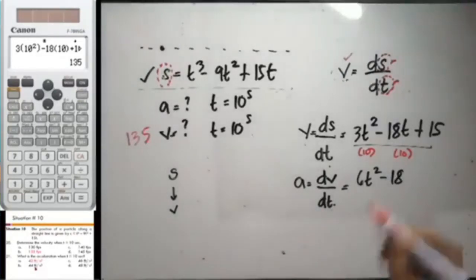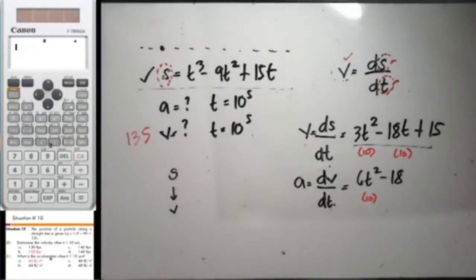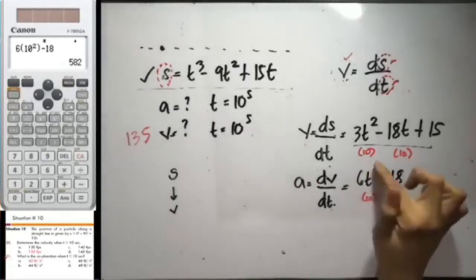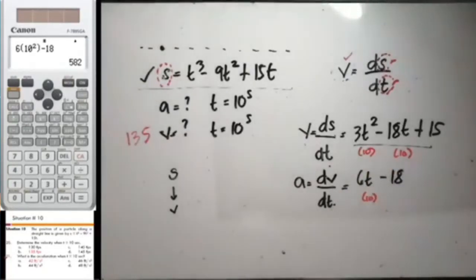Kapag time equals 10 seconds, then acceleration natin, tingin sa calcu, 6 times 10 squared minus 18. That's 582. Okay? Pero parang mali yun. Sandali nga. 60 lang pala, sorry. Bobo sa differential calculus. 60.